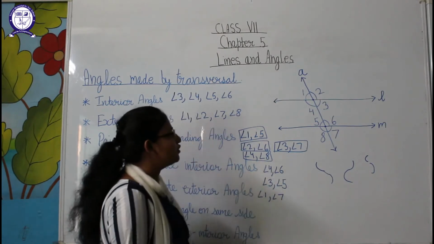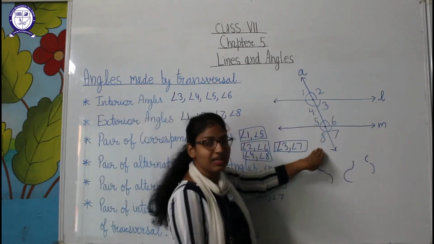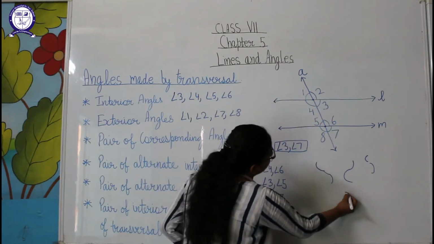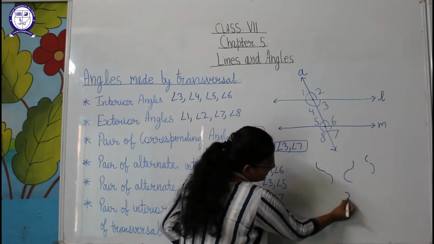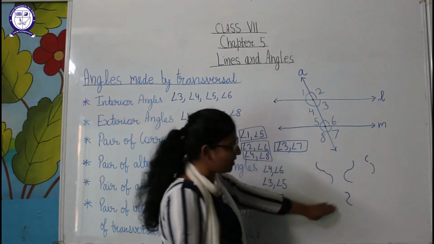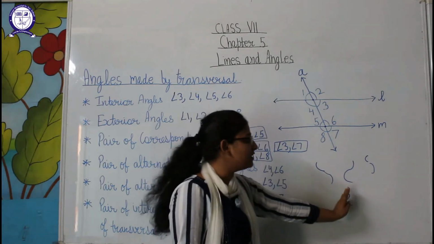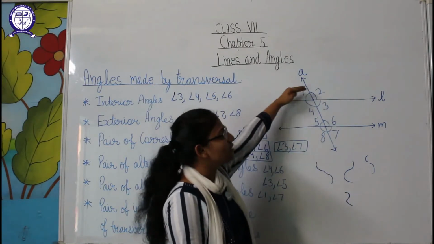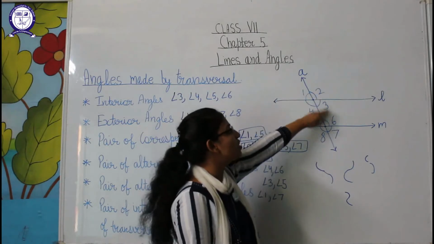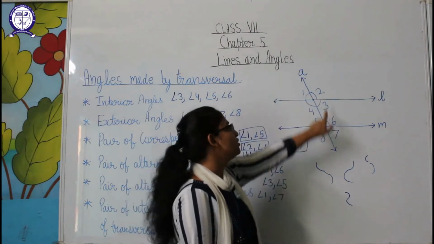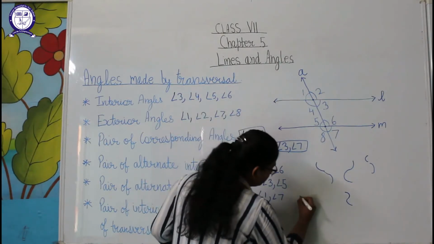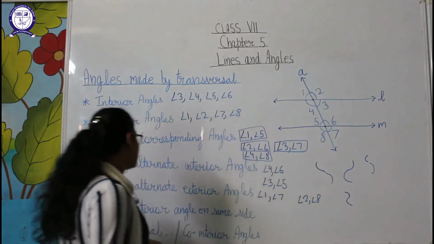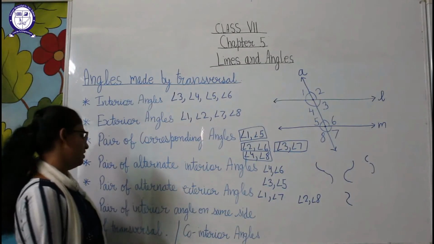Similarly, another pair for this is angle 2 and angle 8, because 2 is like this and 8 is here like this. This is also forming part of digit 8. It means they are alternate angles, and also they are on the exterior part. It means they are alternate exterior angles. So 2 and 8 is also a pair for alternate exterior angles.